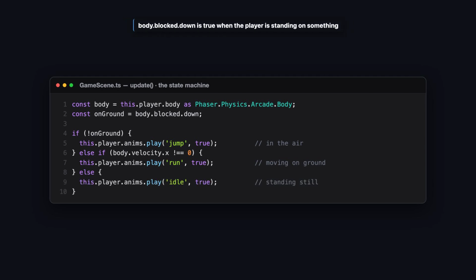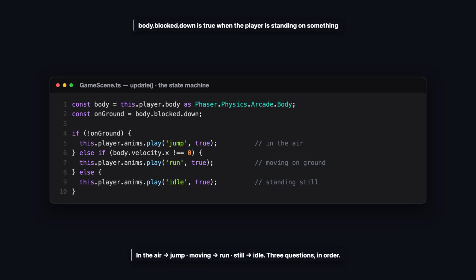This is a tiny state machine. 3 questions, in order, and each answer plays one animation. First, figure out the player's state. Are we on the ground? We check the physics body; body.blocked.down is true when the player is standing on something. And which way are we pressing? We read the cursor keys, same as any Phaser game.